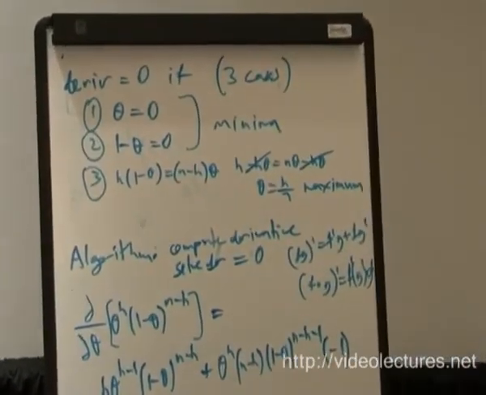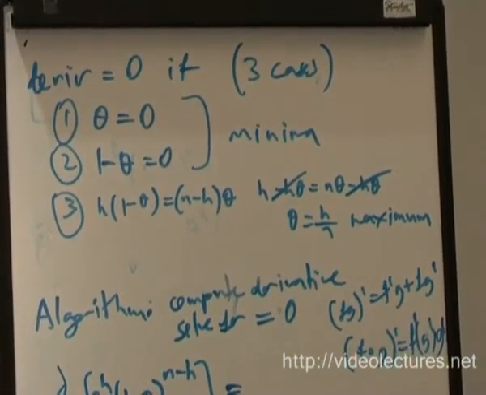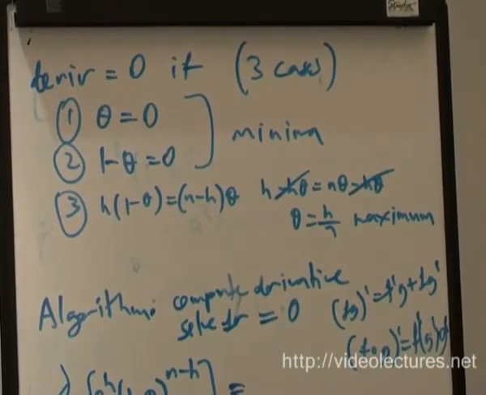So we have actually solved the maximization problem by setting the derivative equal to 0 and by picking the right solution for the derivative equal to 0.